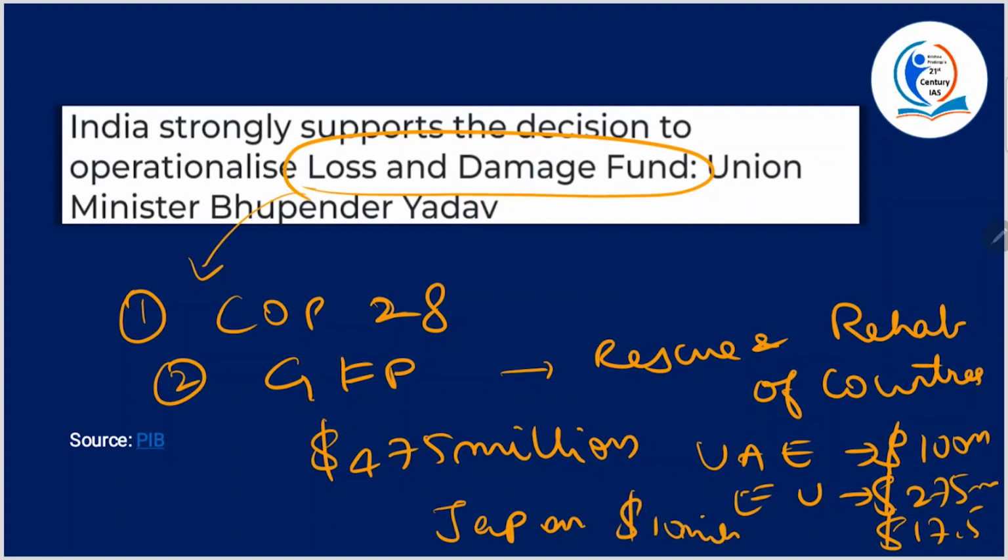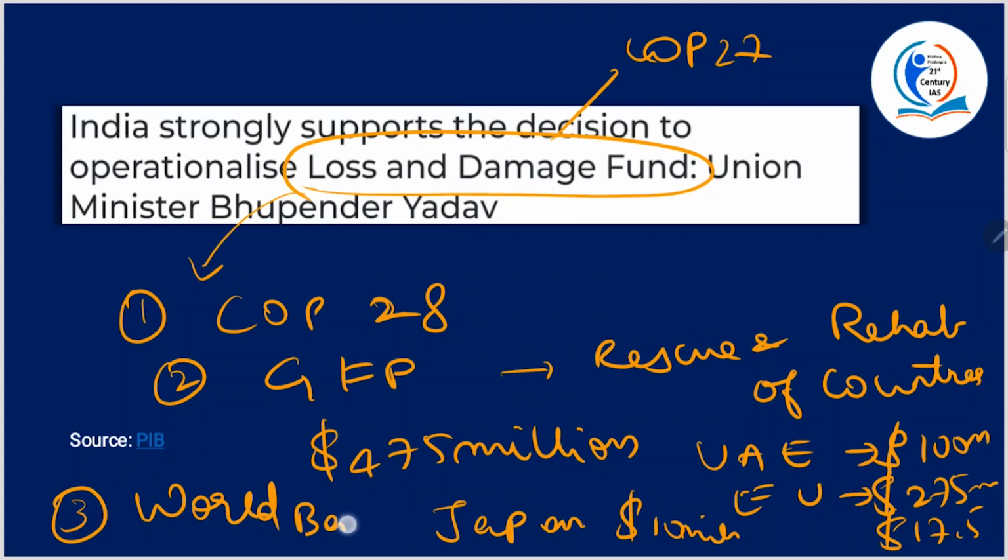Actually, this Loss and Damage Fund was first announced during COP27 only. Where was COP27 held? It was in Egypt, in Sharm el-Sheikh, last year. Alright, now who is going to oversee this Loss and Damage Fund? It will be World Bank. Alright, so these are some basics.